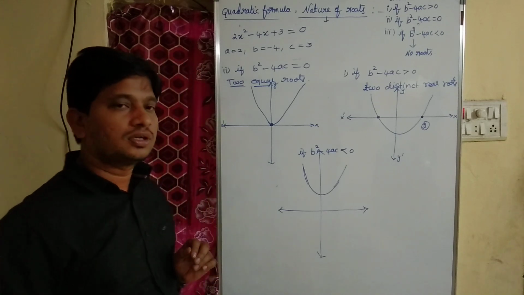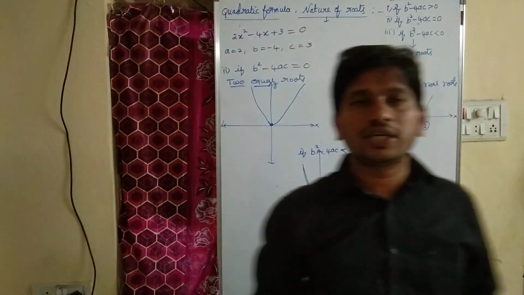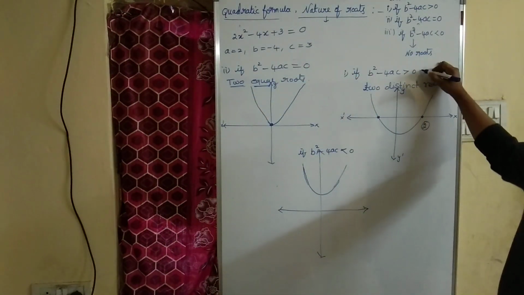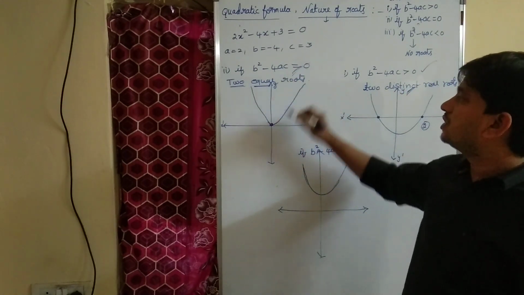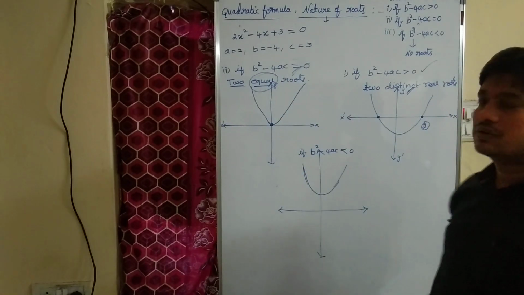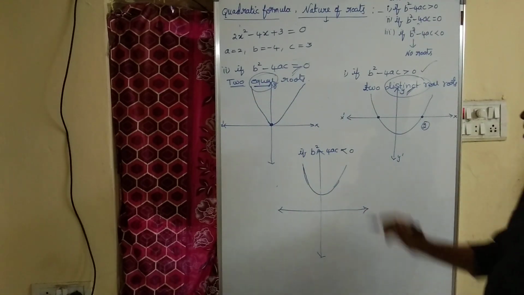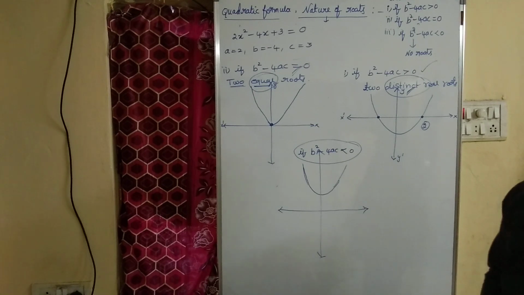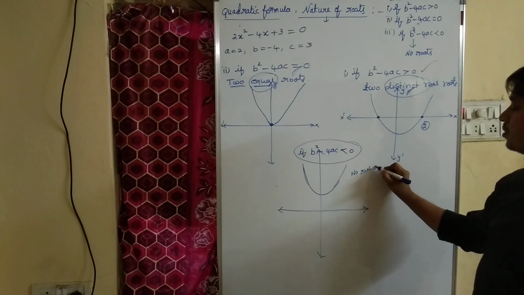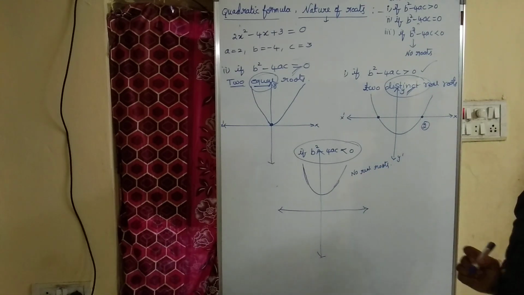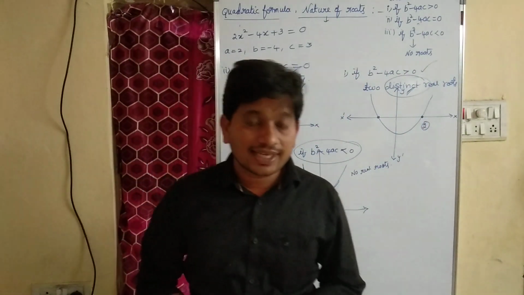Is it clear, children? The three conditions. Condition number 1, if b square minus 4ac is greater than 0, you will get two distinct real roots. If b square minus 4ac is equal to 0, then you will get two equal roots. Whereas if b square minus 4ac is less than 0, then in that case you will get no real roots. No real roots.